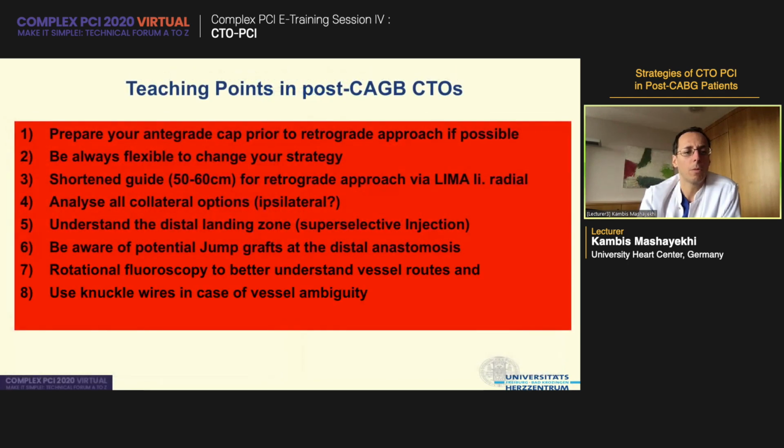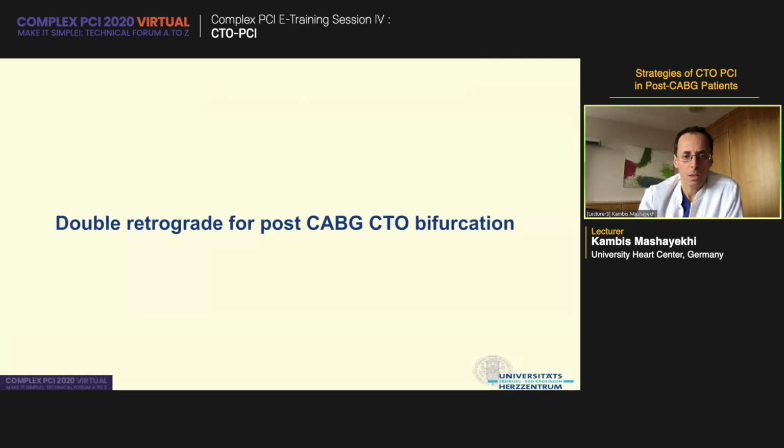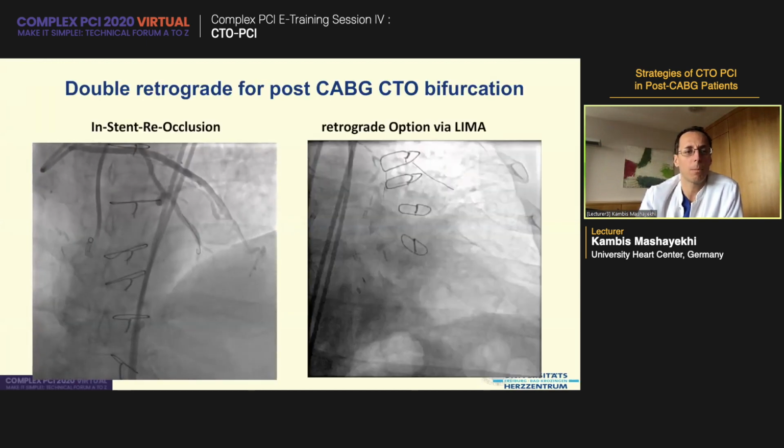So what we learned from this case is, first of all, rotational fluoroscopy might be very helpful to better understand the vessel routes, and the use of knuckle wires can really help in cases of vessel ambiguity. So sometimes we need a dual retrograde approach for post-CABG CTO, especially in bifurcation.